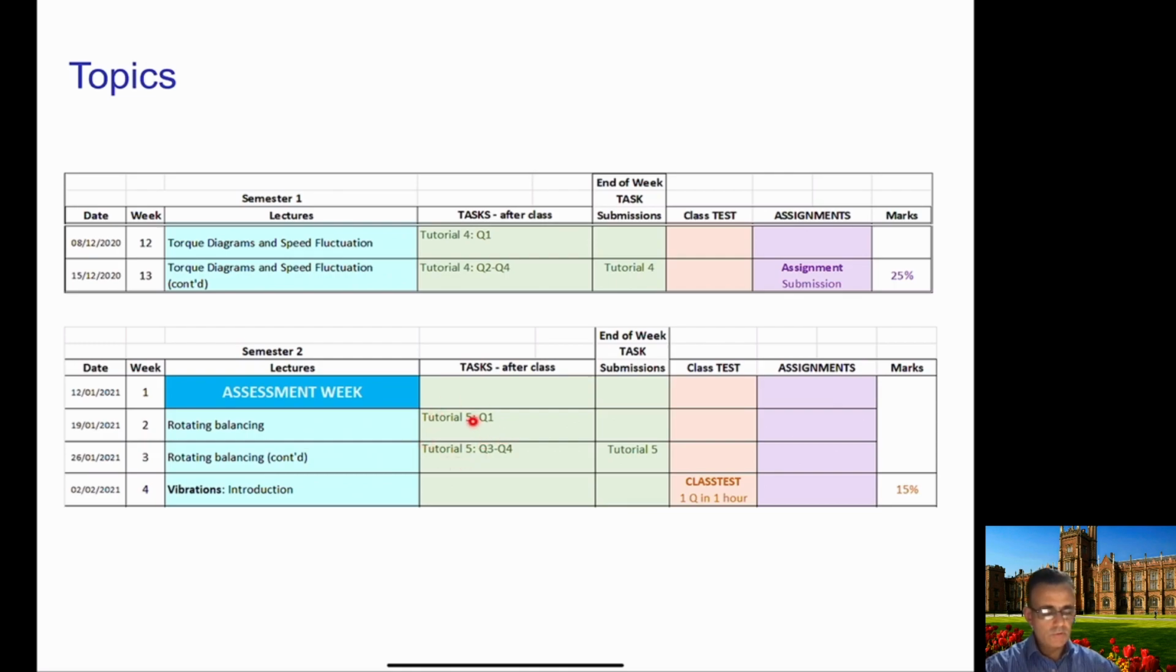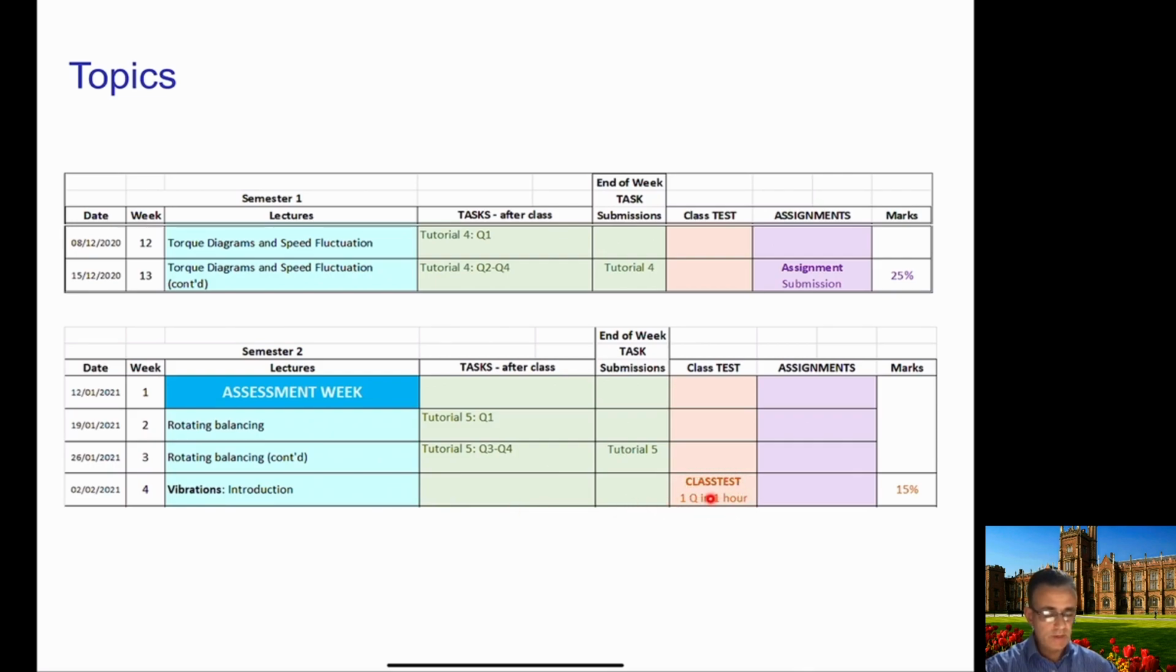In addition to this, you will also need to work on tutorial 5, and then you will need to submit tutorial 5, which is a requirement to be eligible for the class test. And the class test, which will be in week 4 of this semester, consists of a 1 hour class test.